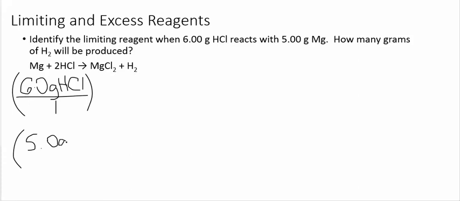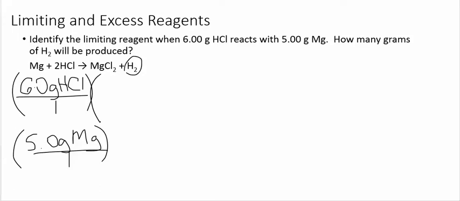Now there's a two-part problem here. Identify the limiting reagent, but also how many grams of hydrogen will be produced. So what I want to do is solve for the mass of hydrogen. Like I said, it doesn't matter which product you solve for, but since I'm looking for hydrogen in the problem, I might as well solve for that. So we'll start with the 6 grams of HCl first.